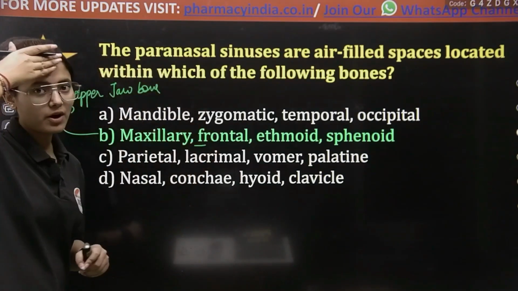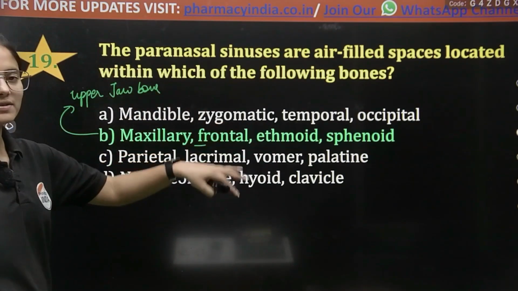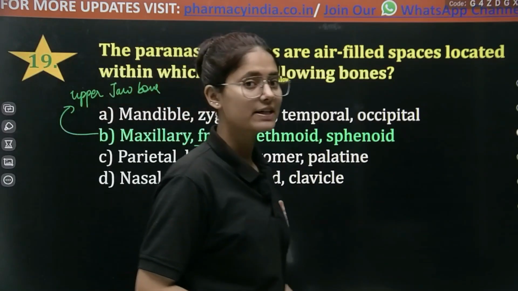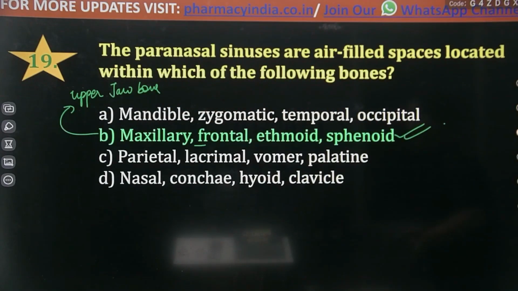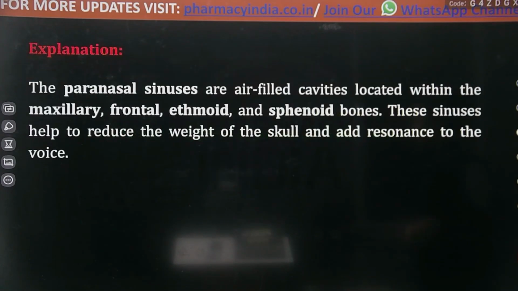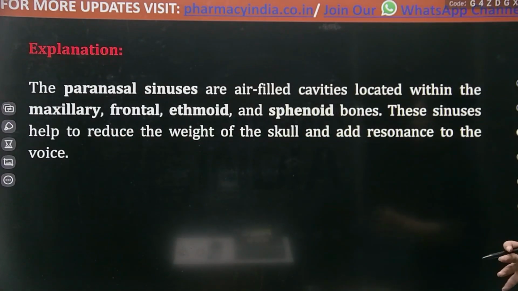Frontal is the forehead bone. Ethmoid and sphenoid are also part of the cranium. Clear? Correct option is B: maxillary, frontal, ethmoid and sphenoid. The paranasal sinuses are air-filled cavities located within the maxillary, frontal, ethmoid and sphenoid bones, and these sinuses help to reduce the weight of the skull and add resonance to the voice.